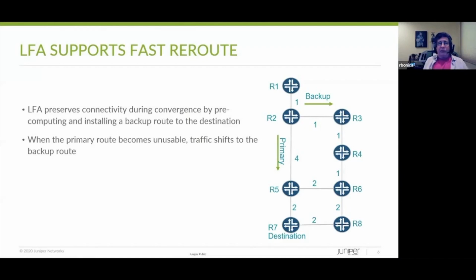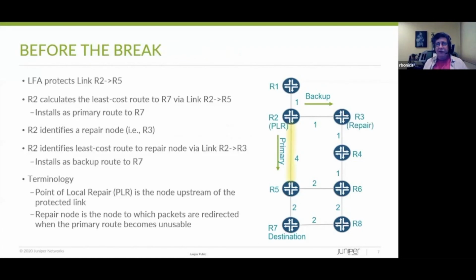So let's talk about LFA first. LFA preserves connectivity during convergence by pre-computing and installing a backup route to the destination. When the primary route becomes unusable, traffic shifts to the backup route. So let's go through an example.